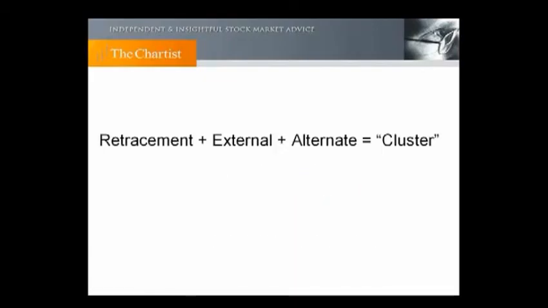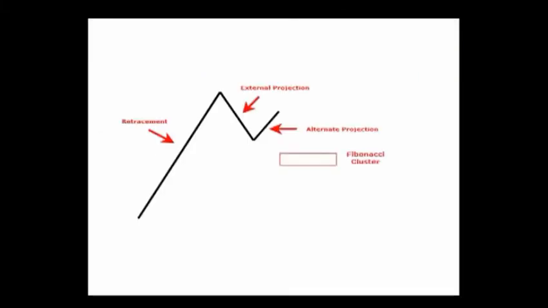So really what I'm coming to here is we want to take a retracement Fibonacci level, an external projection, and an alternate projection, and what we finish up with is a cluster of projection points and retracement points, and that is the good point at which a wave C will tend to terminate.